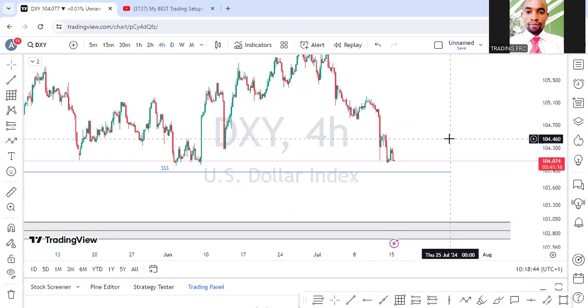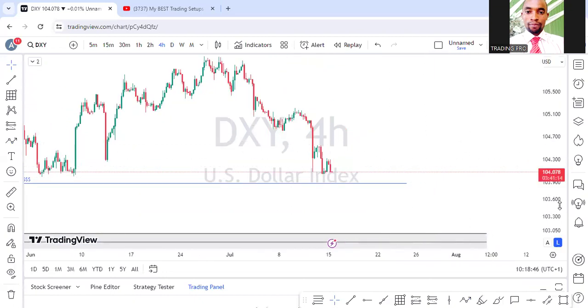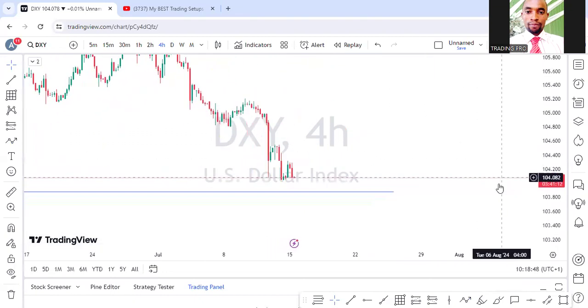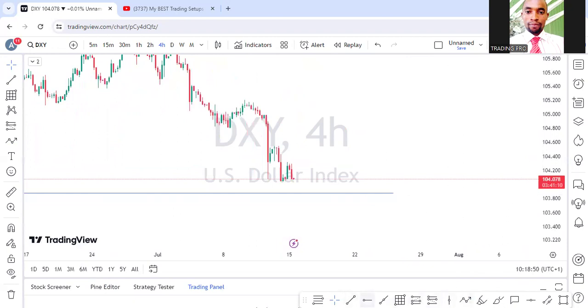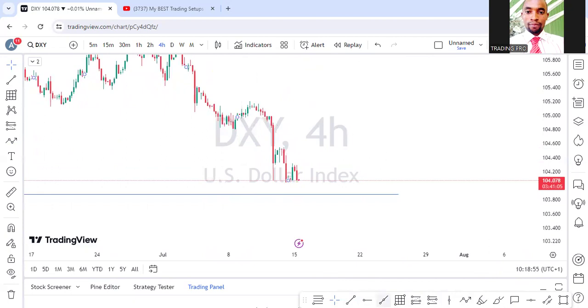On 4 hours, let's look at structure. First and foremost, we have a break of structure here.